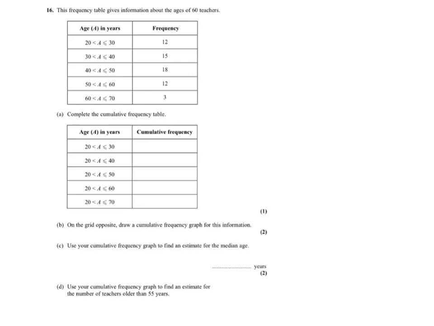Question 16. This frequency table gives information about the age of 60 teachers. So we can see that 12 of them are aged between 20 and 30, 15 between 30 and up to including 40, I should say that, as I understand the less than or equals to sign, 18 between 40 and up to including 50, 12 between 50 and up to including 60, and 3 between 60 and up to including 70. So the first task is to complete the frequency table.